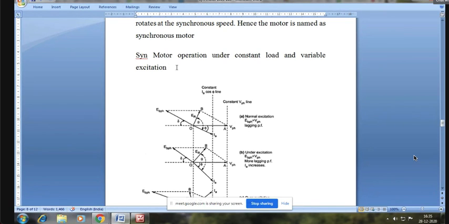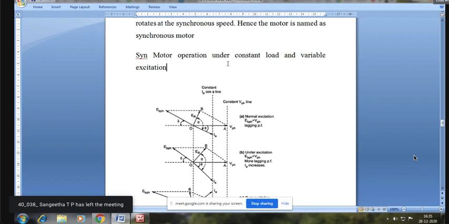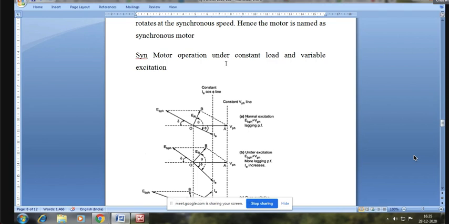That is simple. But here in this article, we are trying to understand the other aspect of it. That means under a constant load, the load is not changed. The load is same. When the load is same, the power input is also same. I repeat, when the load is same, power input is same. Agreed? But excitation is variable.